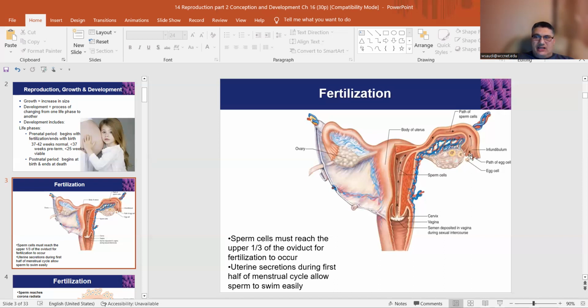After the egg is released and being picked up, the remaining part, the remaining body, and body means corpus, will change into a yellow body, corpus luteum. This corpus luteum is the one that's going to continue secreting estrogen, but it will add progesterone in the second half, the second 14 days. And this is to prepare this endometrium to become even thicker, but also secrete secretions.